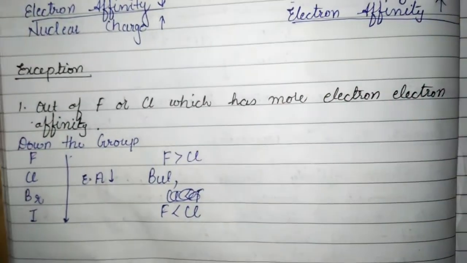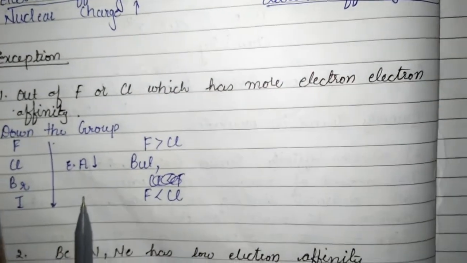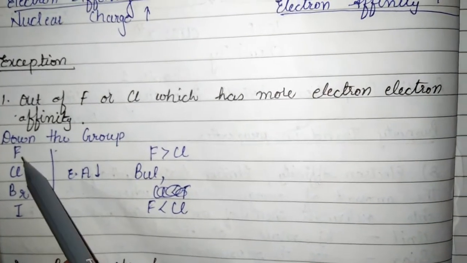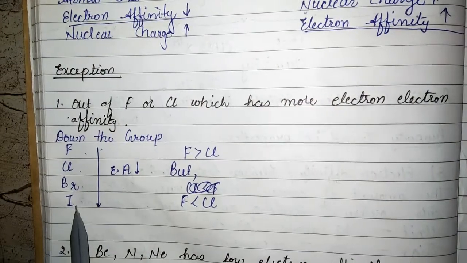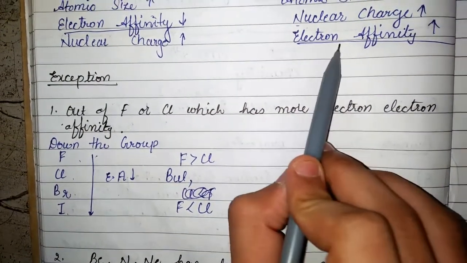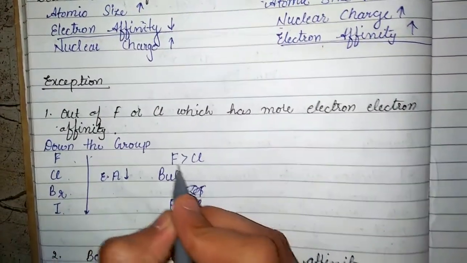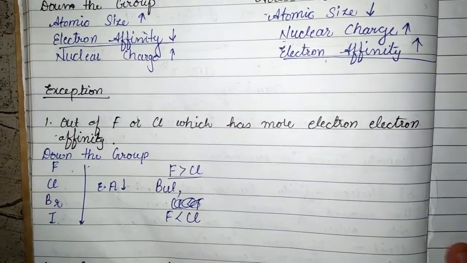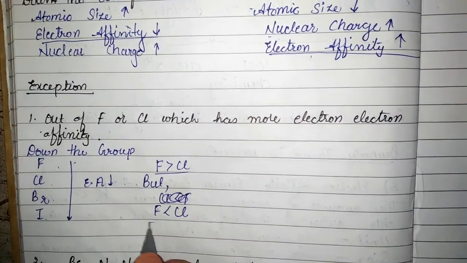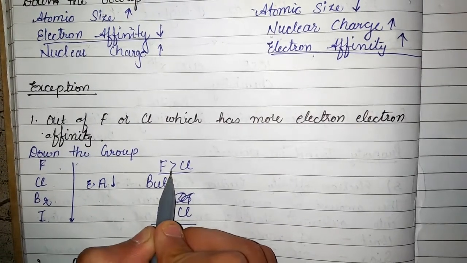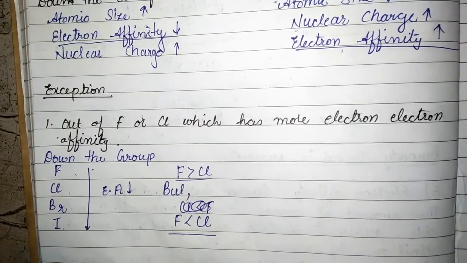Now there's an exception. Down the group electron affinity should decrease. So in the group of halogens we have fluorine, chlorine, bromine and iodine. तो जो रूल है उसके हिसाब से इलेक्ट्रॉन एफिनिटी को घटना चाहिए, तो उसके हिसाब से F should have a greater electron affinity than Cl, but according to the exception, F is having less electron affinity than Cl.